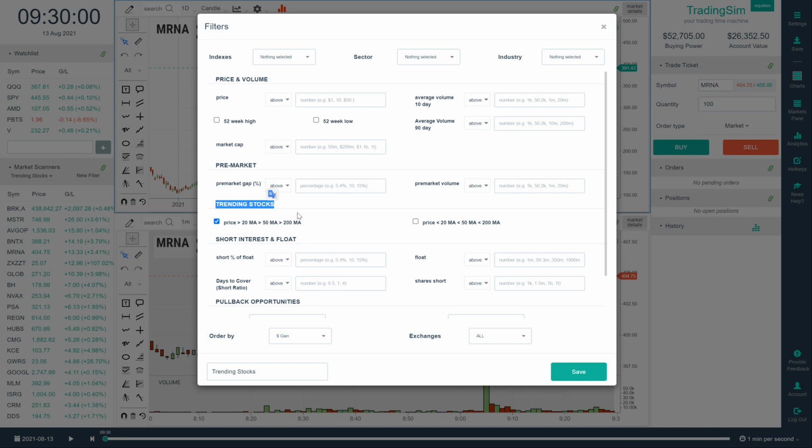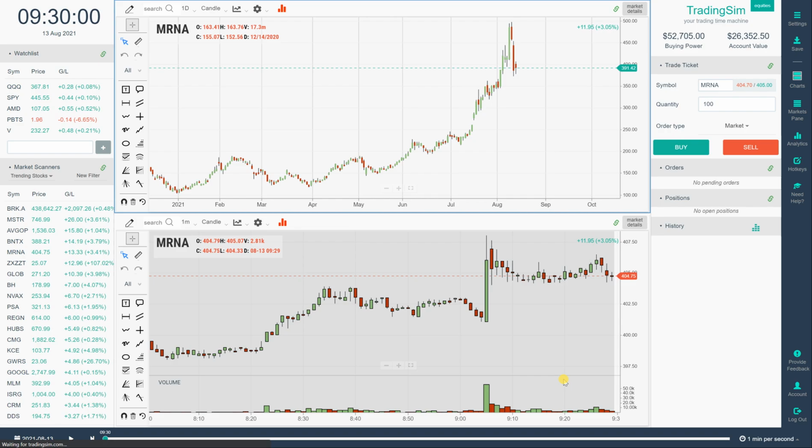And down here in the middle of the filter, I have chosen this feature right here, which indicates that the trend is in at least a short-term or longer-term uptrend, where the 20 moving average, the 50 moving average, and the 200 moving average are all stacked on top of each other. And this basically just gives us a clear indication that the stock is moving upward. So I've called this Trending Stocks, and I click Save.